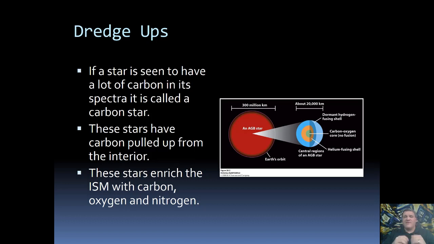These stars that appear to have a higher content of carbon, we cleverly name carbon stars, with this carbon having been pulled up. Now, as these stars die, those outer layers are going to be lost into space, which is going to increase the amount of carbon and oxygen in the interstellar medium.